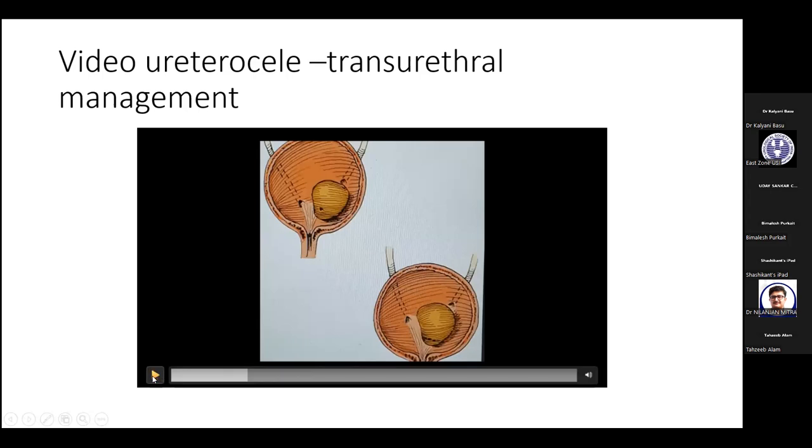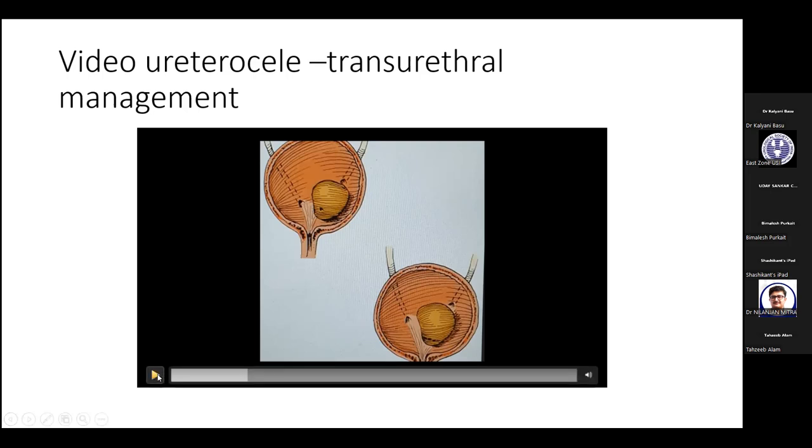Can someone say what is the most common transurethral management of ureterocele? That is a full thickness transverse incision of the ureterocele, preferably staying closer to the bladder floor, near the base of the bladder. Yes, this is the correct answer. Sometimes it is called a smiley incision. Why is it near the base of the bladder? Is there any reason?